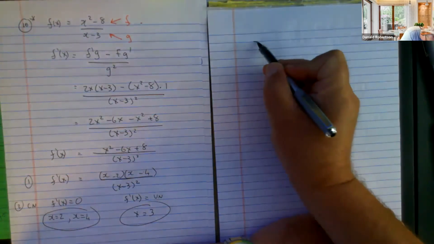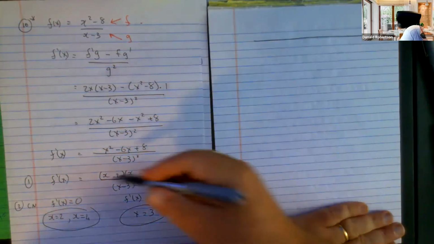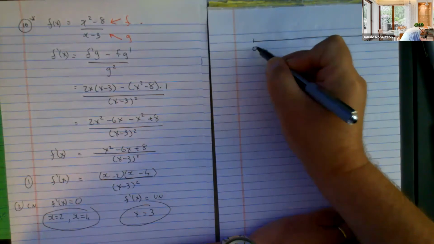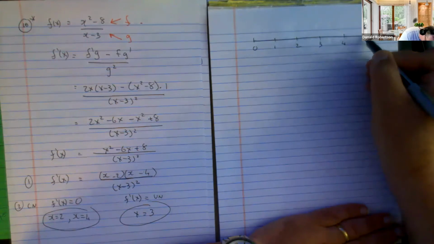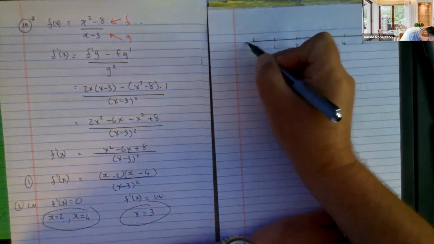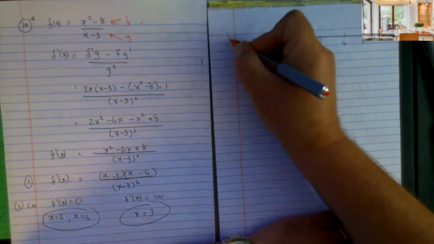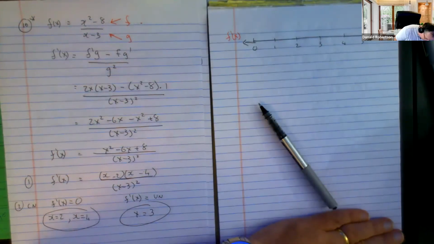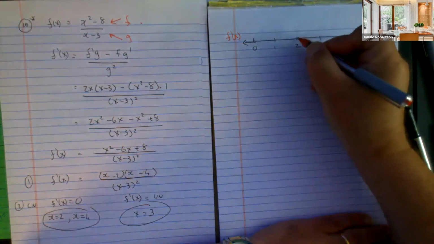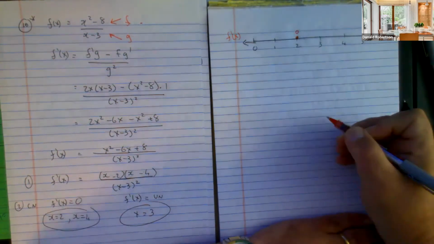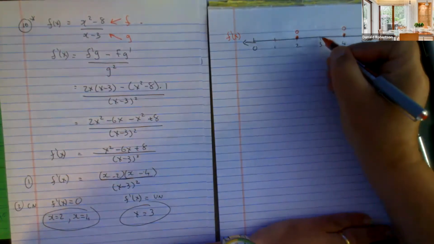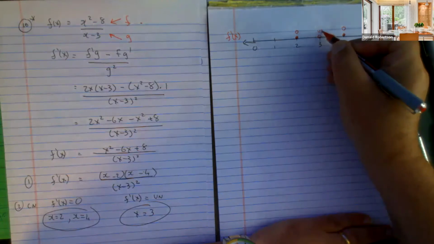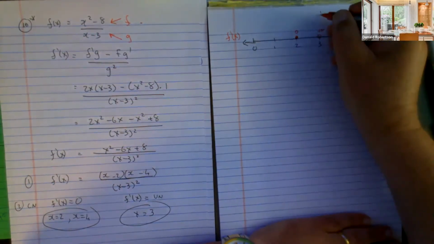So I can now create my number line. And I need to have 2, 3, and 4 in it. So I'm going to start at 0. Go 1, 2, 3, 4, and 5. And I'm going to remind myself that this table of signs is all about derivatives. At x equals 2, there's a 0 derivative. At x equals 4, there's a 0 derivative. And at x equals 3, there's an undefined. In fact, I already know it's a vertical asymptote.